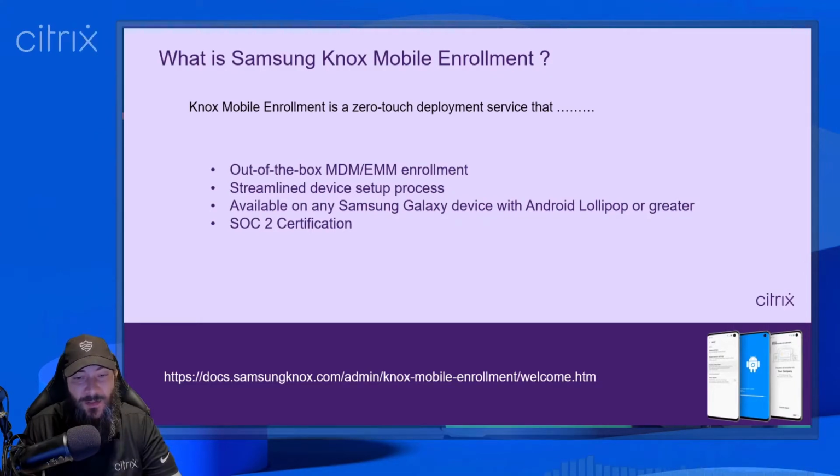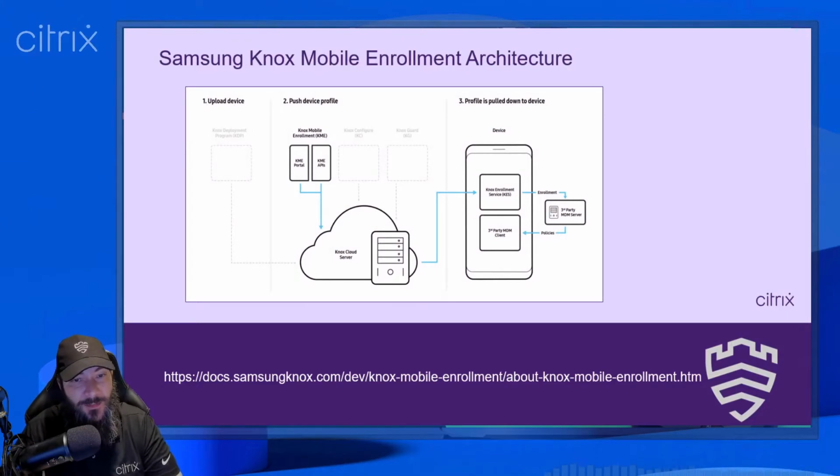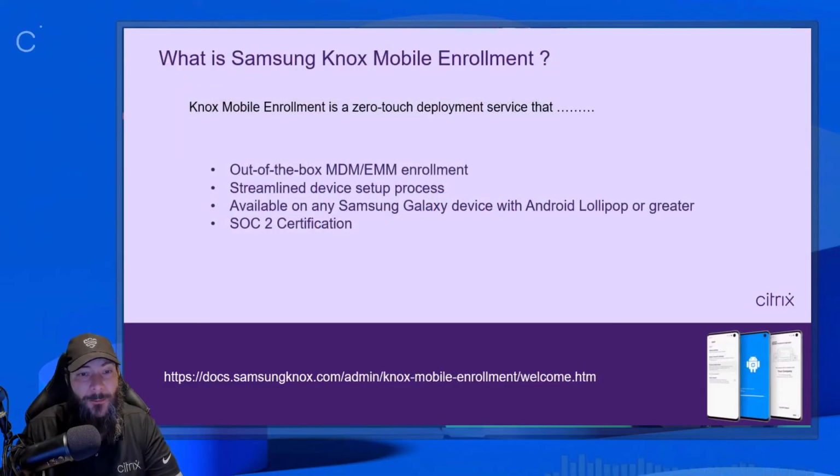What is Samsung Knox Enrollment? Well, Knox Mobile Enrollment is a zero-touch deployment service that allows you to quickly enroll a large number of Android devices to your EMM for corporate use. Once an IT admin has registered a device with the service, the device user simply has to turn it on and connect it to Wi-Fi, 3G or 4G, or nowadays even 5G, during the initial device setup.